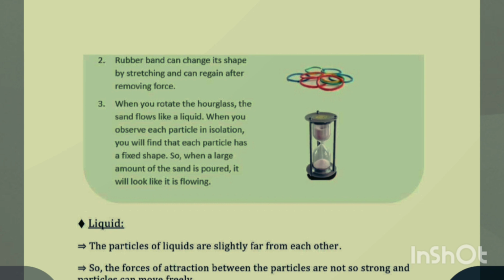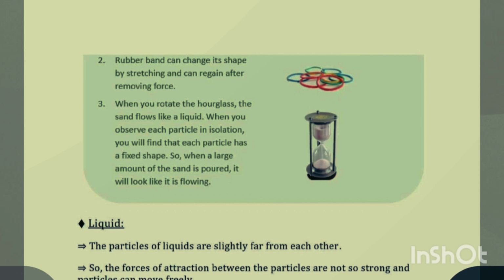The third is when you rotate this hourglass, that is the glass which contains the sand. We use that for studies or for fixing a time, right? So in that, it looks like the liquid is flowing, but it's not the liquid, it is the solid sand particles, which are isolated. You will find that each particle has a fixed shape. When a large amount of sand is poured, it looks like it's flowing, but it's not in liquid shape. It is always considered to be an example of a solid.